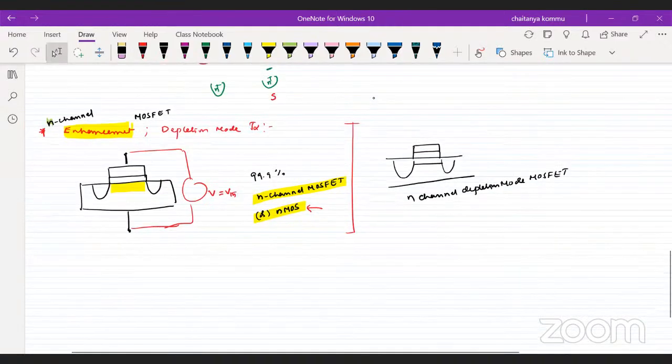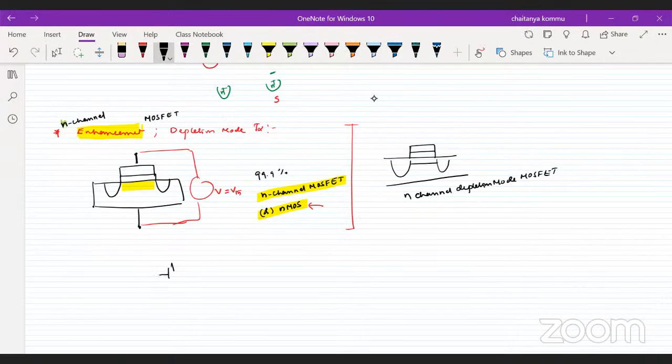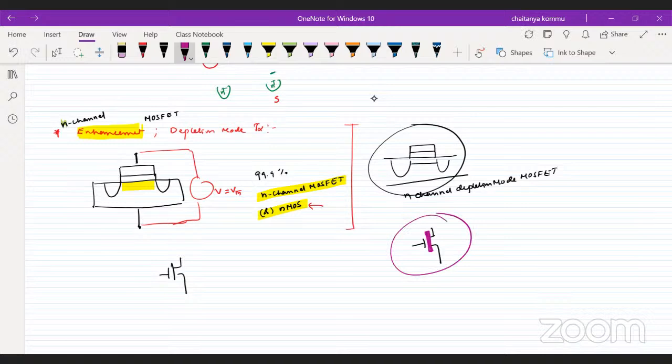The symbolic representation of the enhancement type transistor is something like this. It is also an N-channel MOSFET, but we cannot write the same symbol all the time. We need a symbol for this one also. For that one, we need to use a very thick line for this terminal. This is the difference in symbolic representation between enhancement and depletion. This is the depletion mode type of transistor, and this is the enhancement mode type of transistor.